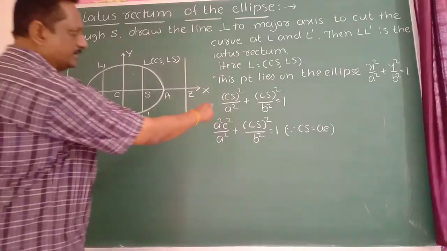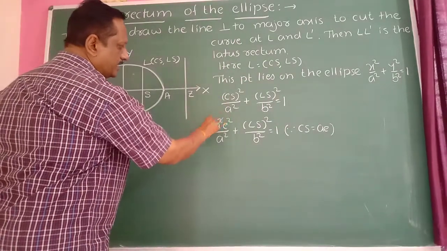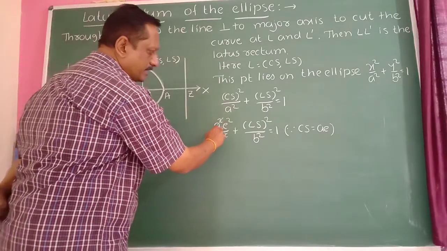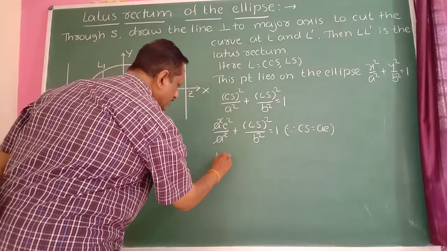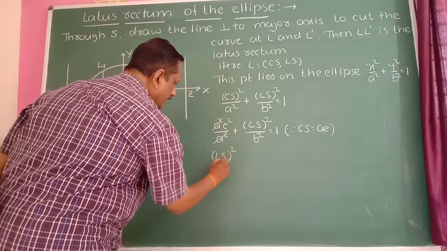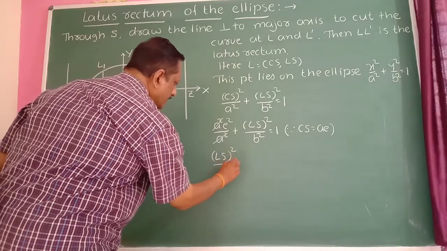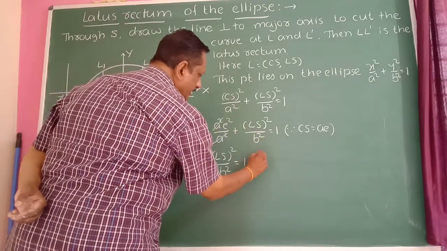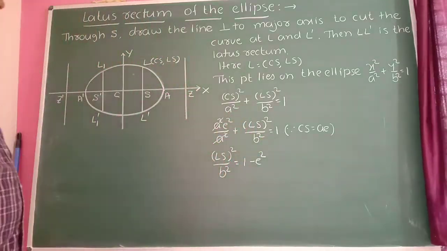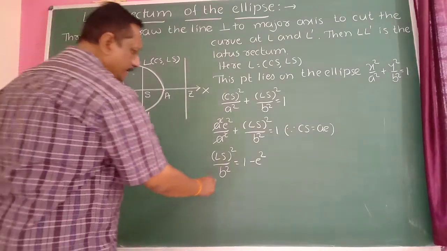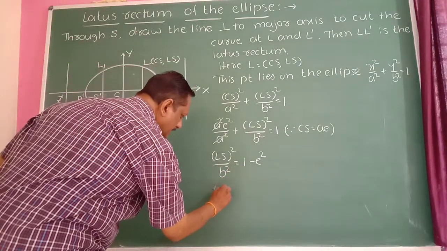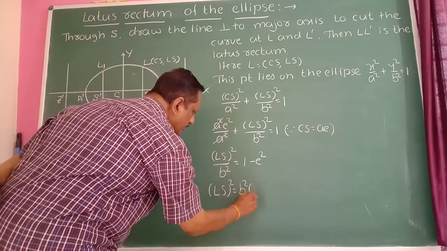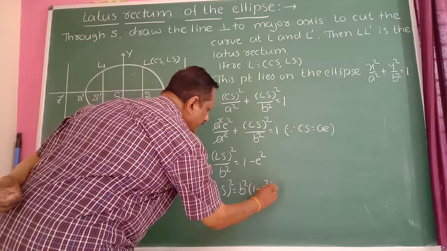So it becomes a square e square, then a square gets cancelled. Remaining is e square. Take e square to the right hand side. So LS square divided by b square equals 1 minus e square. Then take b square to the other side. So LS square is equal to b square into 1 minus e square.